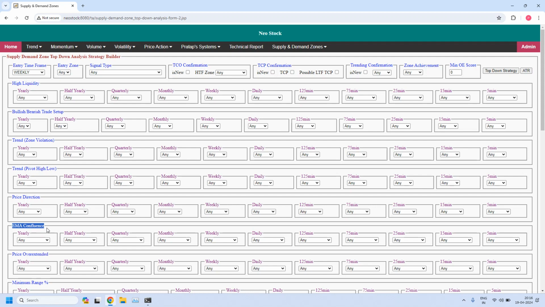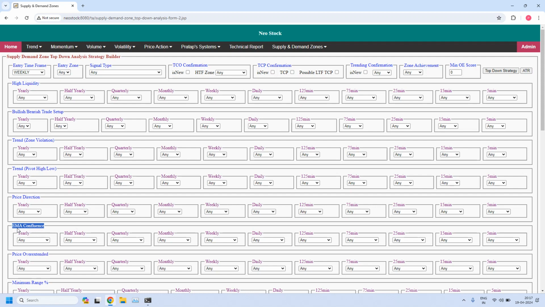First, let us filter weekly demand zones having weekly EMA Confluence. But the trend should be uptrend. Then only it makes sense, because EMA Confluence is trend based. It should not be sideways. For demand zones, uptrend is a good scenario. For supply zones, downtrend is a good scenario.